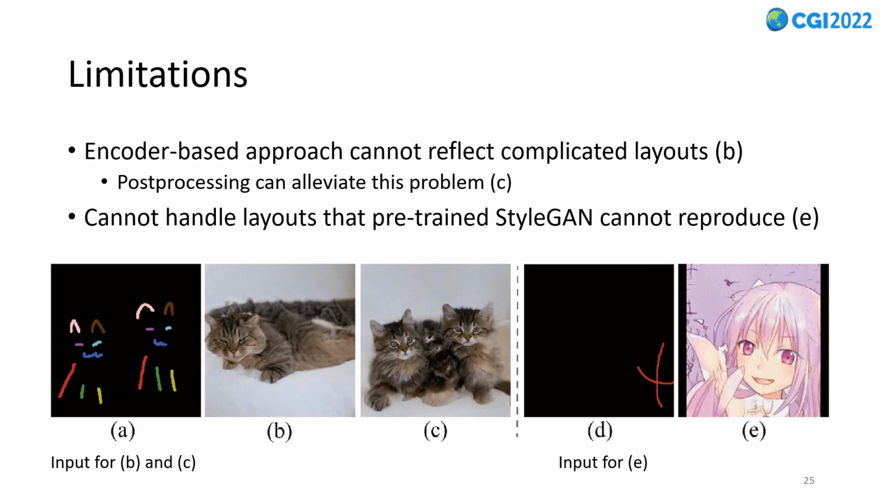Finally, I discuss limitations. First, as you can see in image B, our encoder-based approach cannot reflect complicated layouts. This can be alleviated to some extent by post-processing, as shown in image C. Also, as you can see in image E, our method built upon StyleGAN cannot handle layouts that StyleGAN does not train.